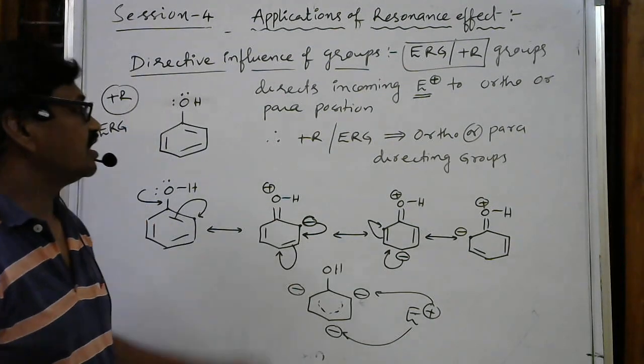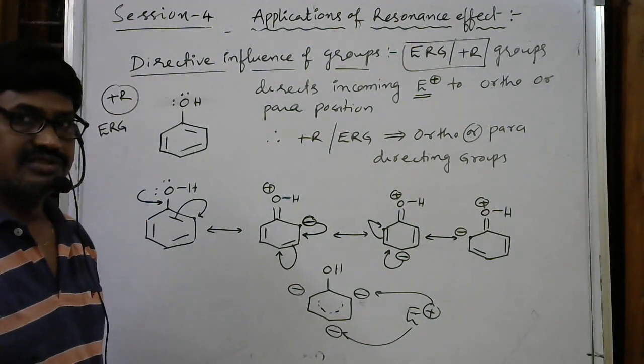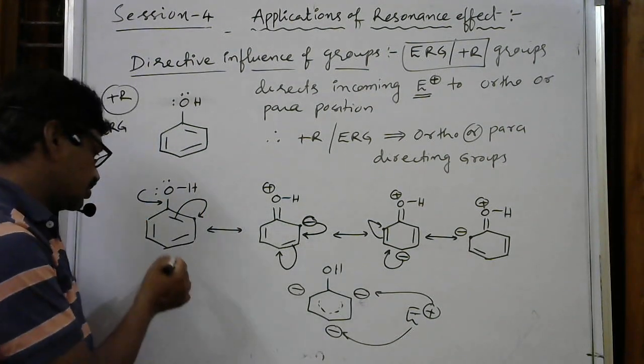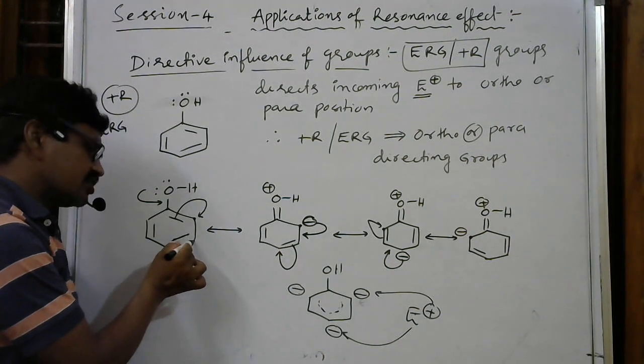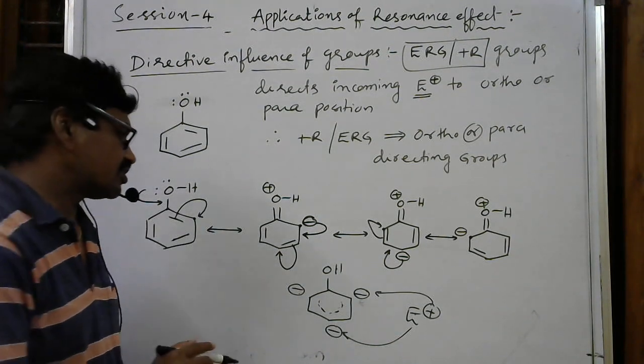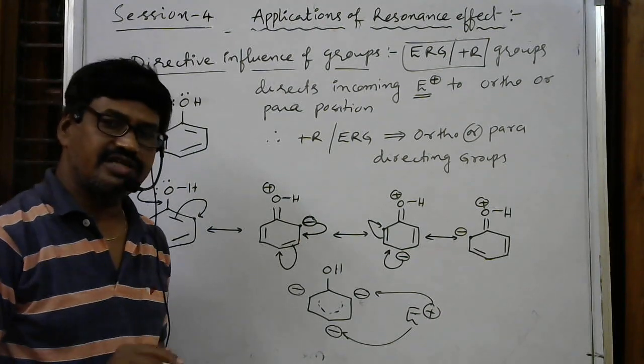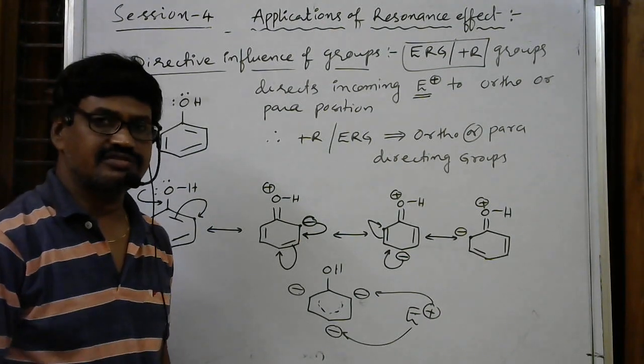So this is about directive influence. These are ortho and para directing groups. And at the meta position, you can observe before resonance how many electrons are present. After that, also the same number of electrons are present. There is no change in the number of electrons. So the meta position does not participate in resonance at all.